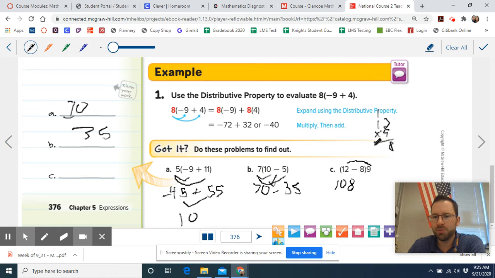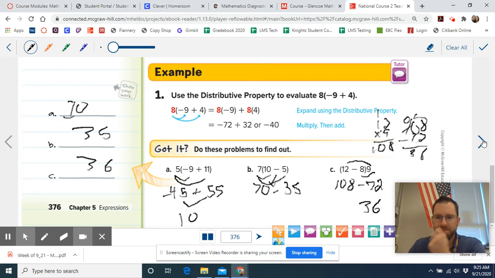Carry the 1. 9 times 1 is 9, plus 1 is 10. Bring down your subtraction. Working backwards, you get 72. 108 minus 72 is 36. Boom. Same thing. If you can't do that in your head, you set up your subtraction, old school. No big deal. 6, can't do 0 minus 7, so you borrow. 10 minus 7 is 3. 36. All right, on we go.